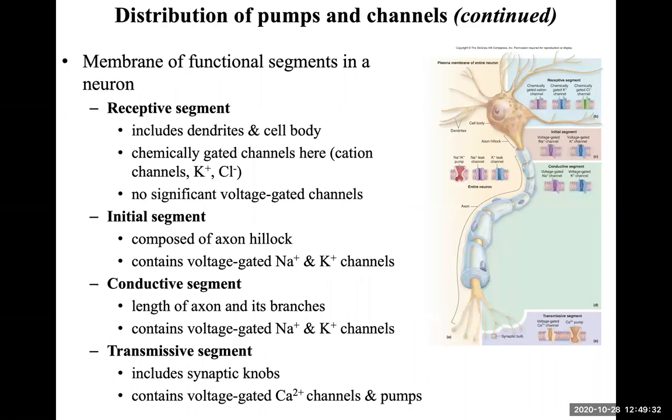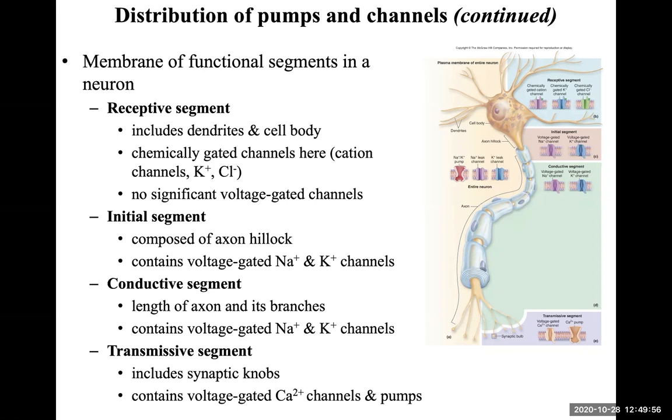Okay, so this is back to this slide. Again, think of the receptive segment as being made up of the cell body and the dendrites. So now we have to talk about what we find here. We already know, of course, that we're going to find those leak channels we just discussed and the pumps that are there to establish and maintain the chemical concentration gradient. But what else do we find here?